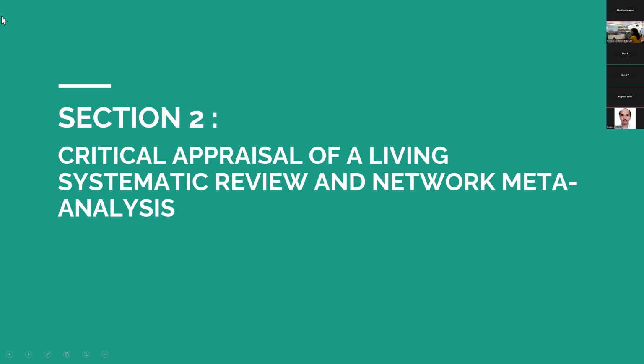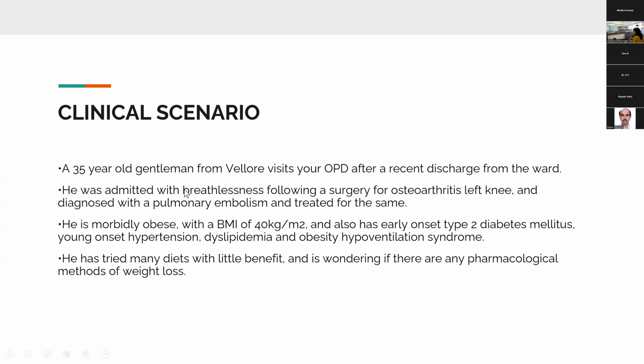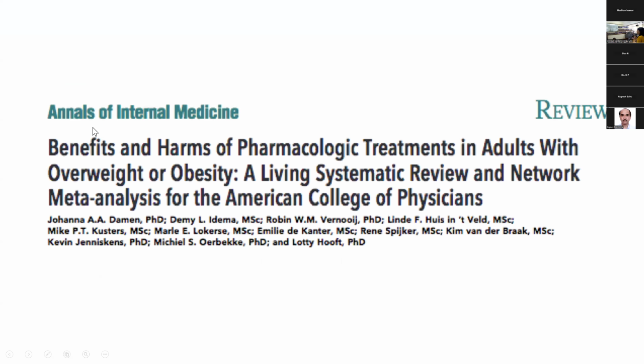Okay, then we will go on to the critical appraisal of a living systematic review and network meta-analysis. So the same scenario, a young obese gentleman who has a lot of complications related to obesity as well as morbid obesity, who has tried lifestyle intervention and is wondering whether there are pharmacological methods. The systematic review that I looked at to answer my question was this one: benefits and harms of pharmacological treatments for adults with overweight or obesity.